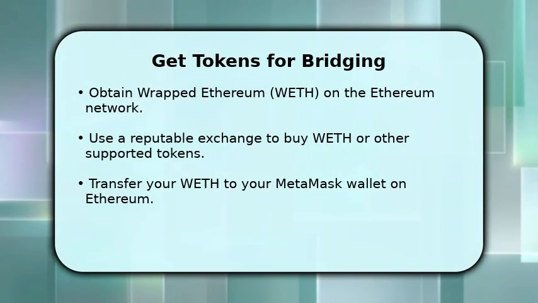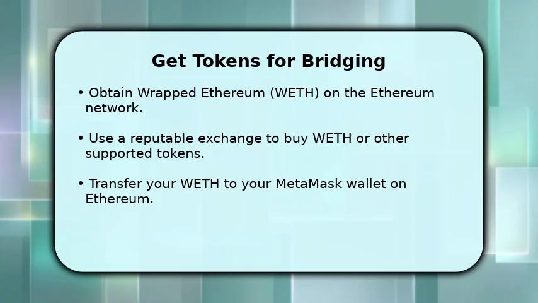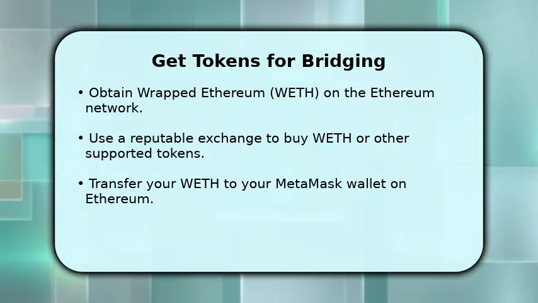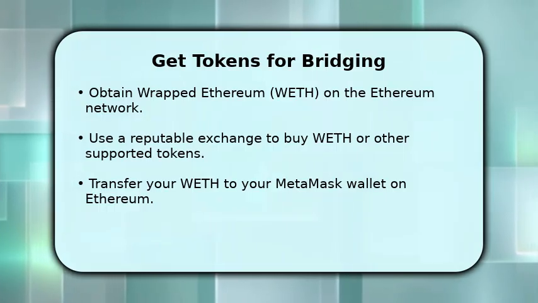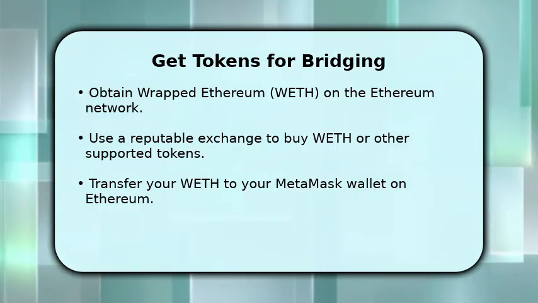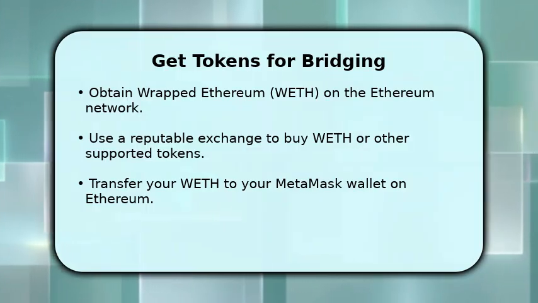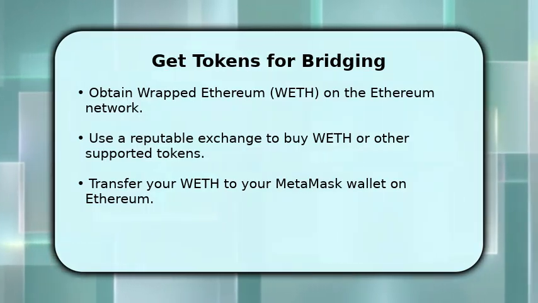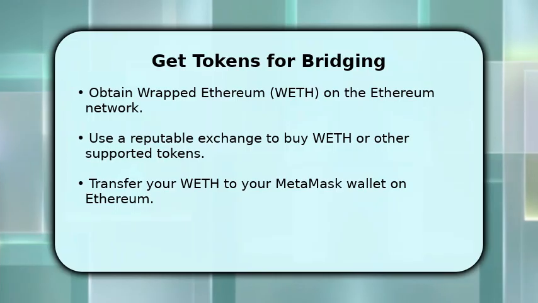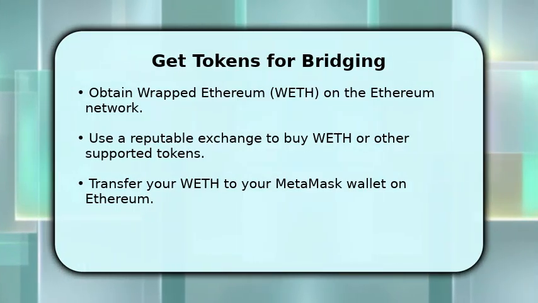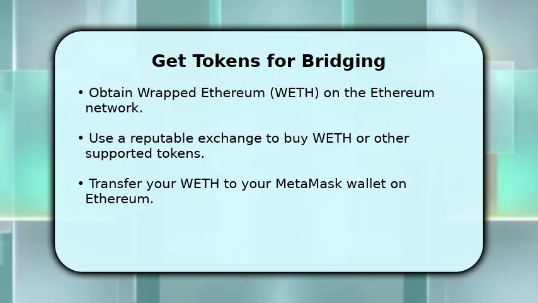Next, you'll need to acquire some tokens on the Ethereum mainnet that can be bridged to Pulsechain. Wrapped Ethereum, or WETH, is a common choice. You can purchase WETH from a centralized exchange or swap for it on a decentralized exchange like Uniswap. Once acquired, send your WETH to your MetaMask wallet on the Ethereum network. Remember to account for Ethereum gas fees when making these transactions.